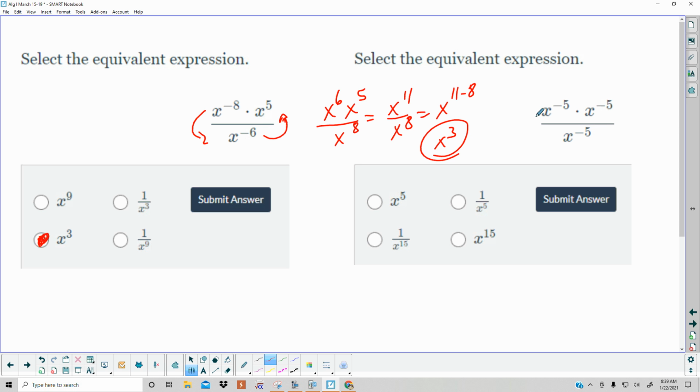Everybody switches. This one comes down, this one comes down, that one comes up. So I have x to the fifth upstairs, and both of those are now downstairs. You could think of it as just, hey, this is the same, I'm just going to cancel that out to indicate that there's still somebody in the bottom. There it is.